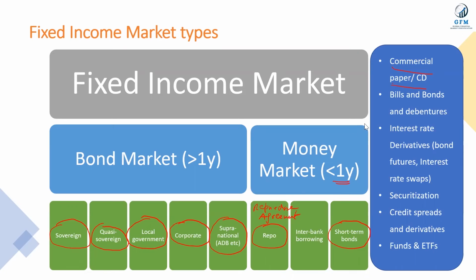So CDs, commercial paper, are typically part of money market, MM, right? Then bills, bonds, and debentures. Again, these are all various types of bonds. What is a bond? What is a debenture? Once we complete the discussion on the bond, we'll come back to these terminologies.